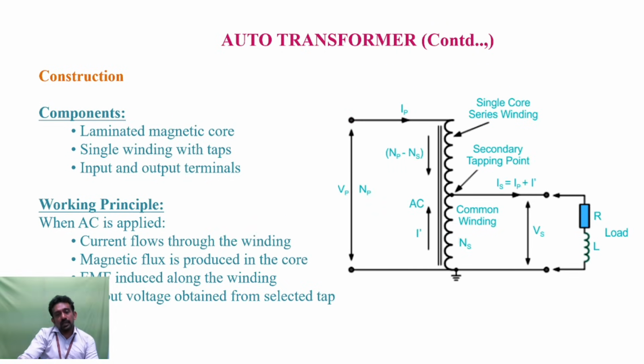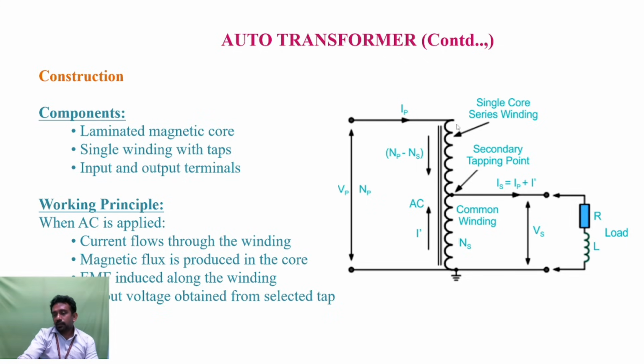So the constructional features of this autotransformer is, it consists of a laminated magnetic core and a single winding with multiple taps, and both input and output terminals, in which the output terminal is connected with the load. The working principle is, when the alternating current supply is across the primary winding, the current flows through this winding.